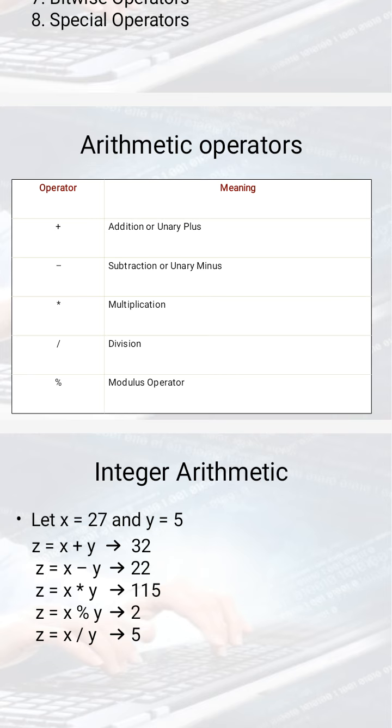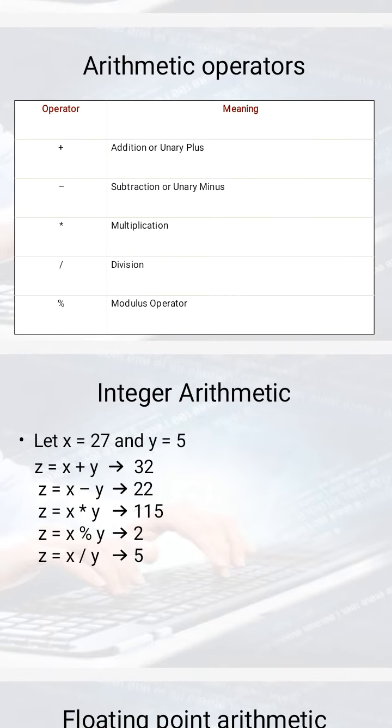So all of you know addition symbol is plus, subtraction minus, multiplication star, division slash, and modular operation like this. These are the symbols we use in arithmetic operators. Suppose x equal to 27, y equal to 5. The arithmetic operations are very well known. x plus y gives 32, x minus y gives 22, x into y gives 135, x mod y gives 2, x by y gives 5.